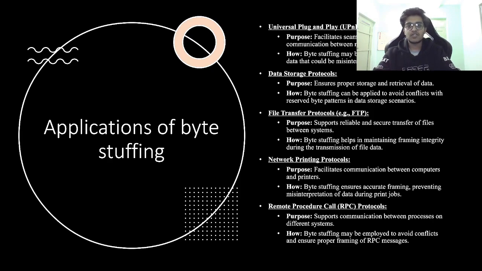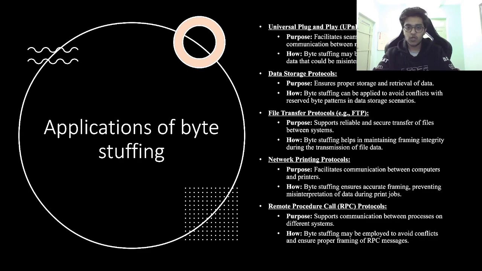Next, we have data storage protocols. Purpose is ensuring proper storage and retrieval. Byte stuffing can also be applied to avoid conflicts with reserved byte patterns in data storage scenarios. FTP is file transfer protocol. Purpose is supporting reliable and secure transfers of files between systems. Byte stuffing is also going to help in maintaining framing integrity during the transmission of file data.